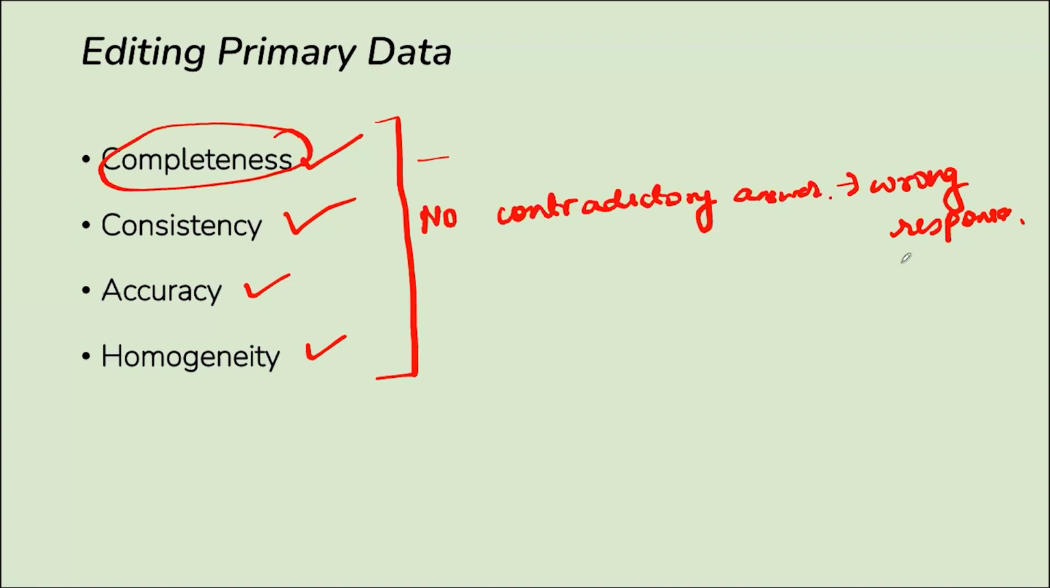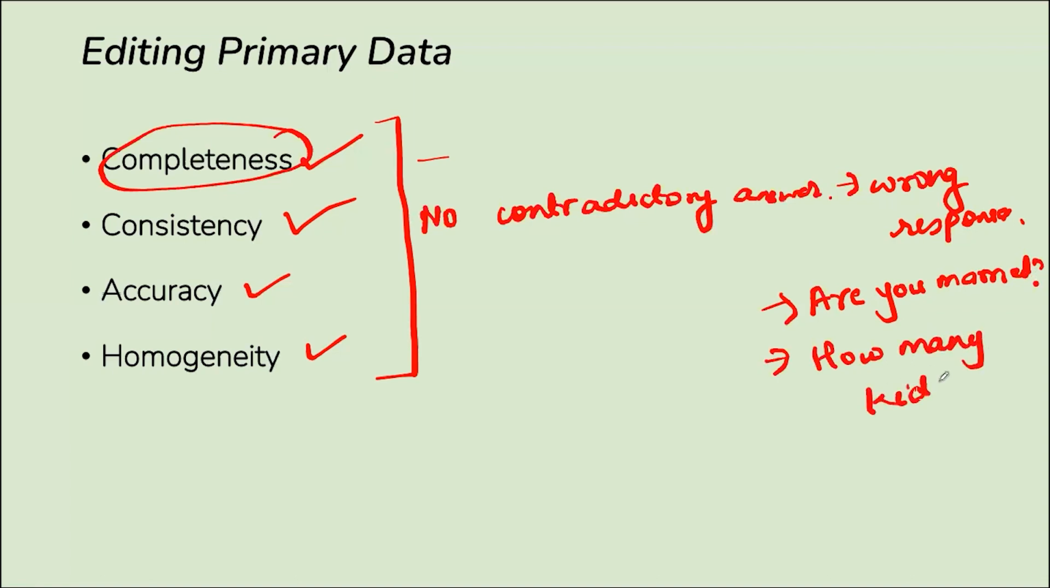For example, if there are two questions: are you married? And the second question is, how many kids do you have? Suppose in 'are you married' he puts no, and in 'how many kids' he puts some number like 1 or 2 or whatever, then these two are contradictory answers. Such contradictory answers mean there's some inconsistency in these questions, and they should be sorted out with the respondent. Okay, so this is about consistency.